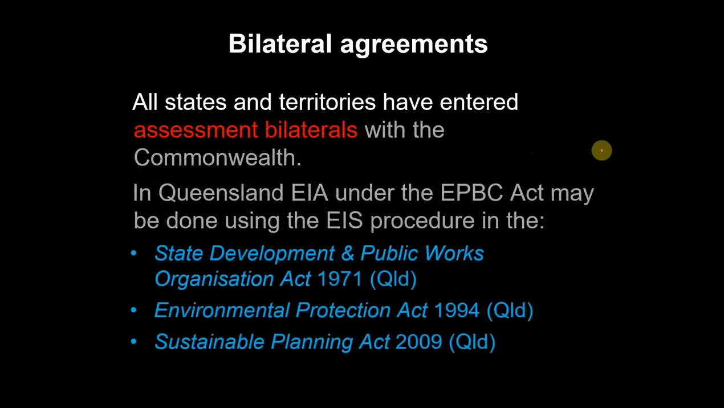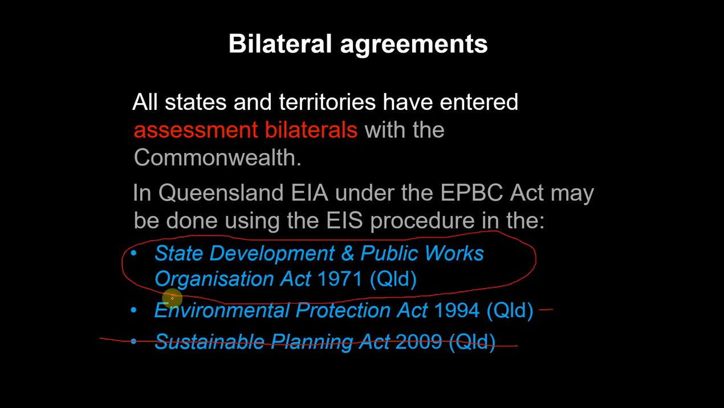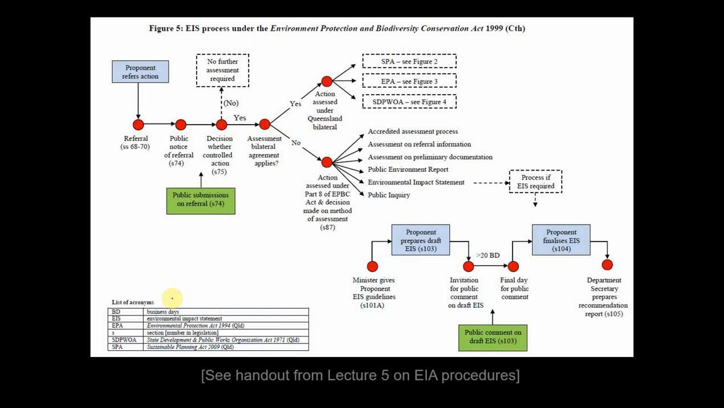In Queensland, there is an assessment bilateral. It lists three EIS processes, including, still, it hasn't been updated, the Sustainable Planning Act. That was never really used. The Environmental Protection Act is very rarely used. It basically always uses the State Development and Public Works Organisation Act or one of the other assessment procedures under the EPBC Act. So if there's an EIS prepared for a big mine, it'll typically be done under the State Development and Public Works Organisation Act, and that's then fed into the federal level approval. And again, in the appendixes to the synopsis book and a handout I've got for this lecture, I've done a flowchart for assessment under the EPBC Act. I'll come back to that in Lecture 10.